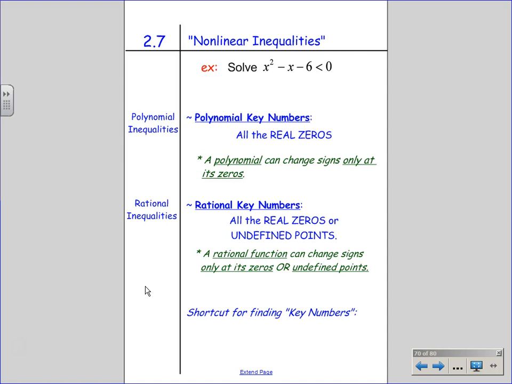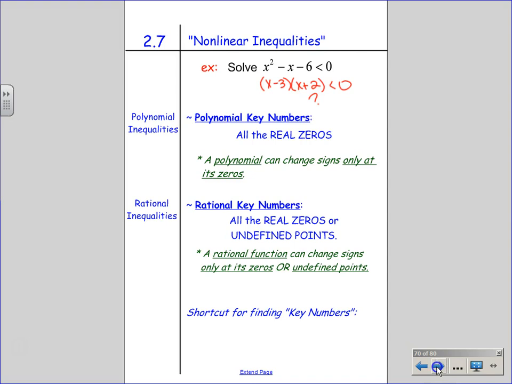As you guys are writing down this page, the example at the very, very top shows us the dilemma. How do we deal with x squared minus x minus 6 less than 0? Right now, we can factor, but what do those factors tell us? They tell us intervals, exactly.